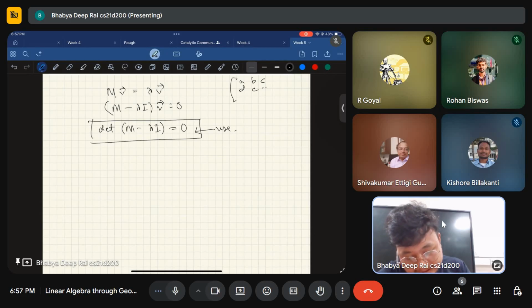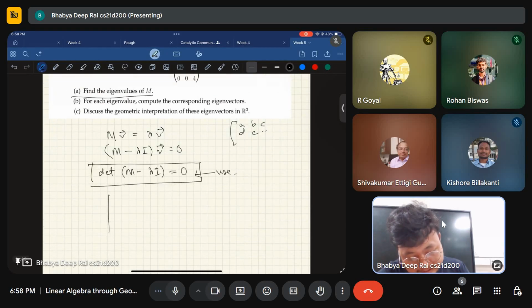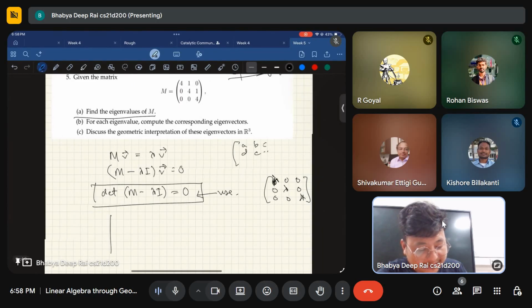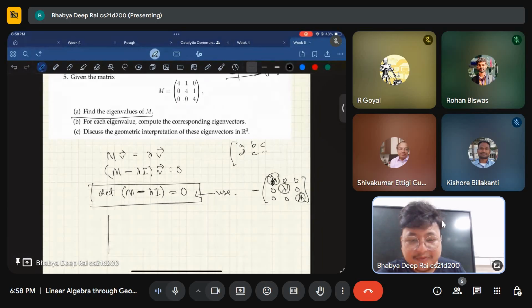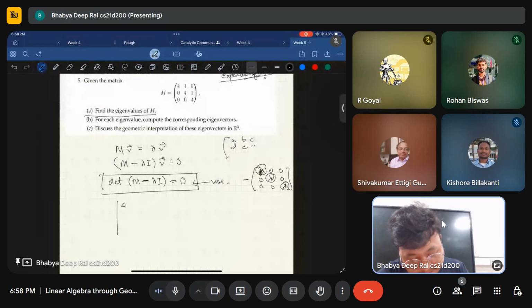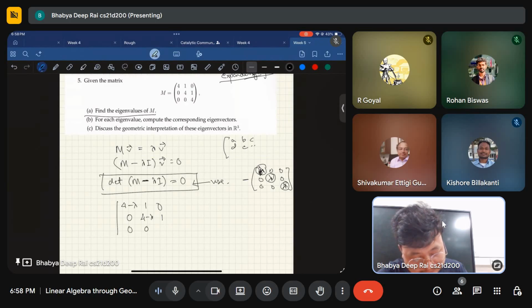So what do I get? Determinant of M minus lambda I. Since I looks like 1 0 0, 0 1 0, 0 0 1, and I multiply that I with lambda, only the diagonal entries are multiplied with lambda. So when I'm doing M minus lambda I, I'm subtracting lambda from each of the diagonal elements. So what is M originally? 4 minus lambda, 1, 0; 0, 4 minus lambda, 1; 0, 0, 4 minus lambda.